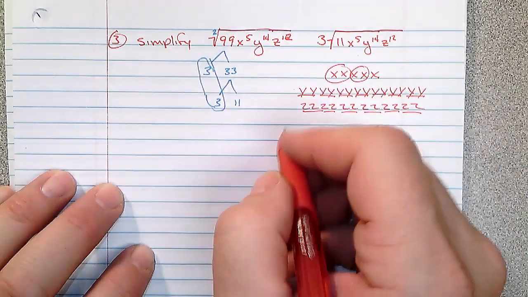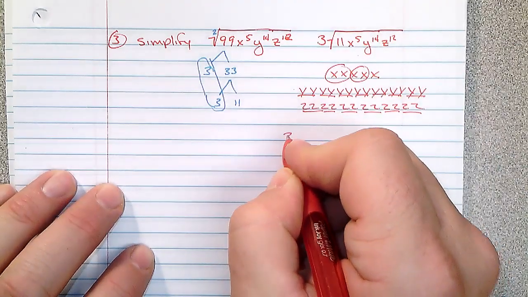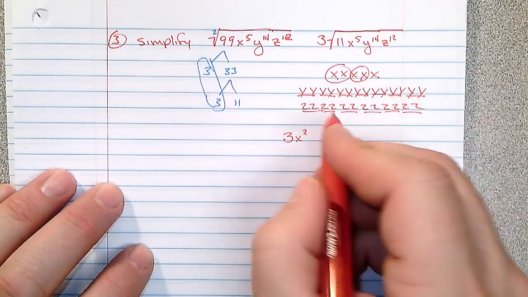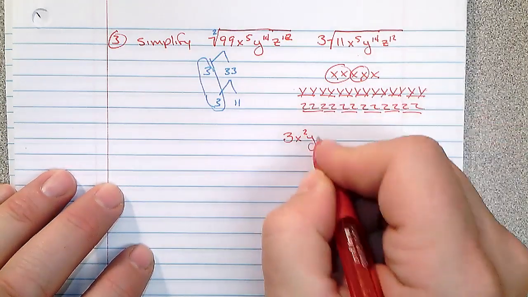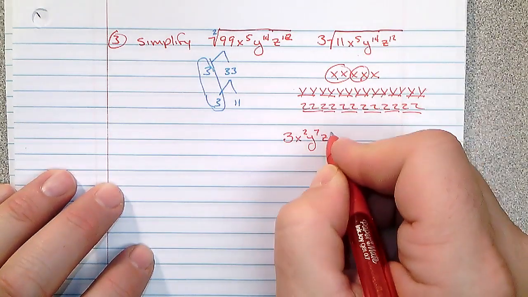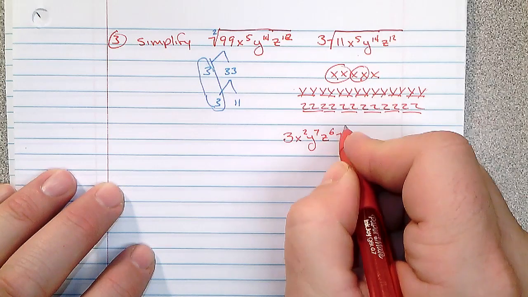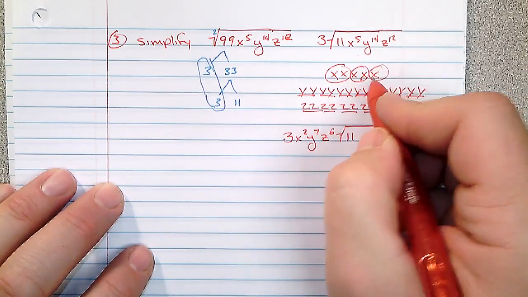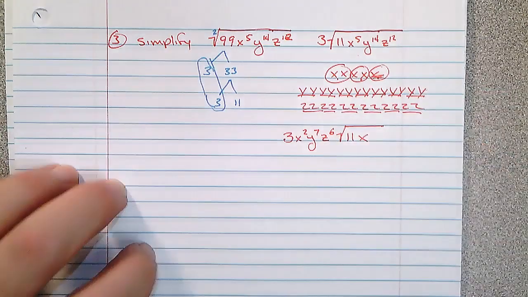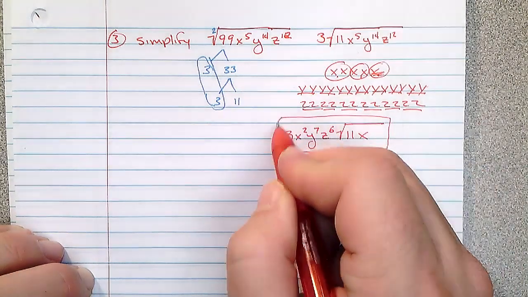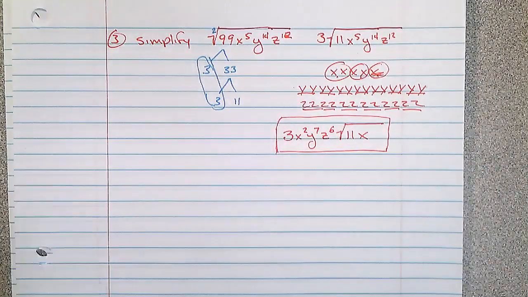So we rewrite this, and we have 3x squared, because we have 2 groups, y to the 7th, because we have 7 groups, z to the 6th, because we have 6 groups, square root. We've got our 11 left over, and we have this one loner x right there. And there's our solution. There's our simplified radical expression.